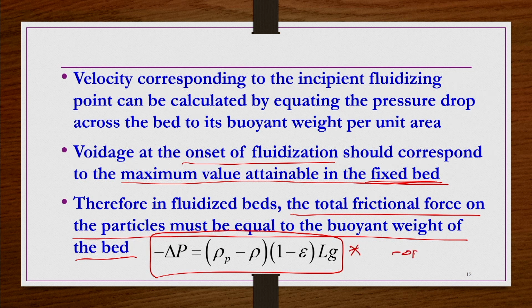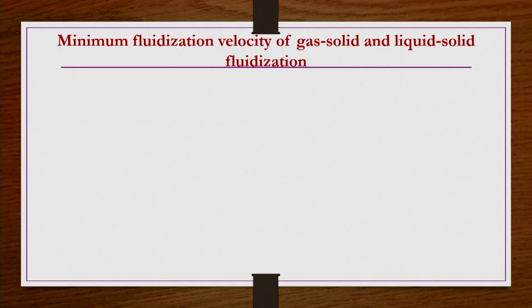This comes simply from minus delta P equals Fg minus Fb, the buoyant force, divided by the cross section area. You substitute the buoyant force and gravity force and simplify, then you will get it. So in Ergun's equation, in place of delta P, you simply write this equation. That simplified equation will be valid for fluidized bed conditions. Okay. So, minimum fluidization velocity of gas-solid and liquid-solid fluidization. Remember, up to incipient fluidization, or the minimum fluidization conditions, whether the fluidizing medium is a gas or a liquid, it behaves in a similar way. So the minimum fluidization velocity calculations are going to be the same whether the fluidizing medium is a gas or a liquid.